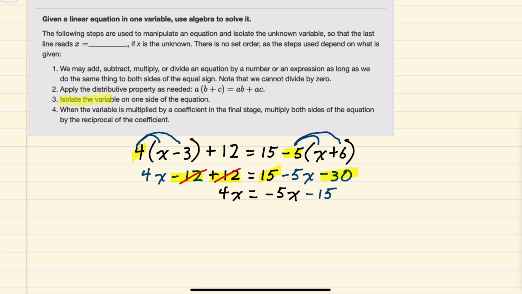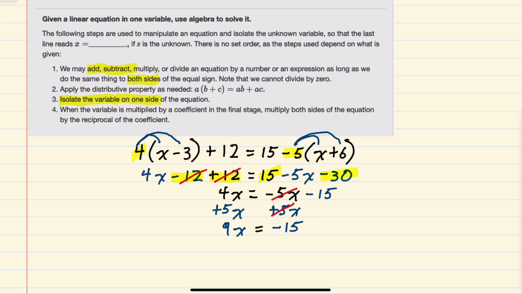From here, I want to isolate the variable on one side of the equation, so I'll need to move one of these variables to join the other. And using addition and subtraction to do so, I can add 5x to the right-hand side, as long as I do so on both sides. So add 5x to the left-hand side. This will cancel on the right and give me a 9x on the left. And now that those x's have canceled on the right, I have just that minus 15.